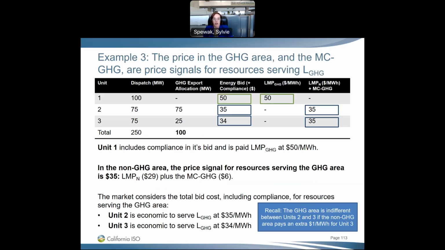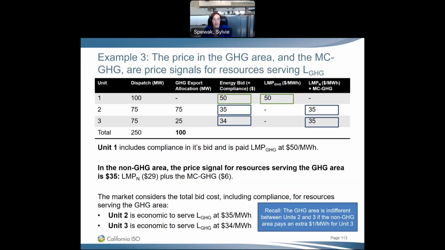This price signal offers an extra $1 per megawatt hour to Unit 3, and this tells this resource that we need you and we could use more of you. You provide value to the system. So it makes sense that this resource would get an extra $1 per megawatt hour.